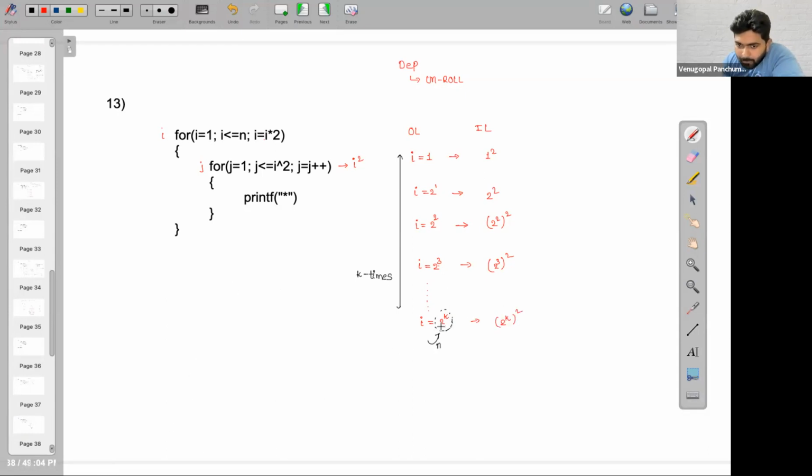Okay. Now listen carefully. I'm changing the color. So 2 power k is equal to n. Obviously that is true. From this, what is k? This I have told in the last class. Apply log base 2 on both sides. Then don't you think k is equal to nothing but log n?